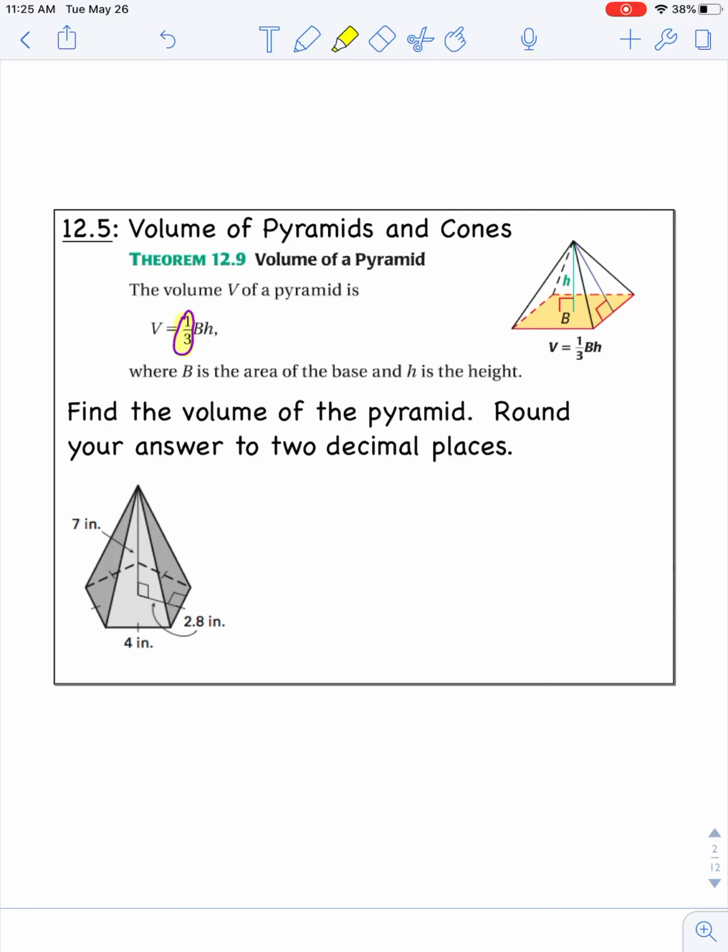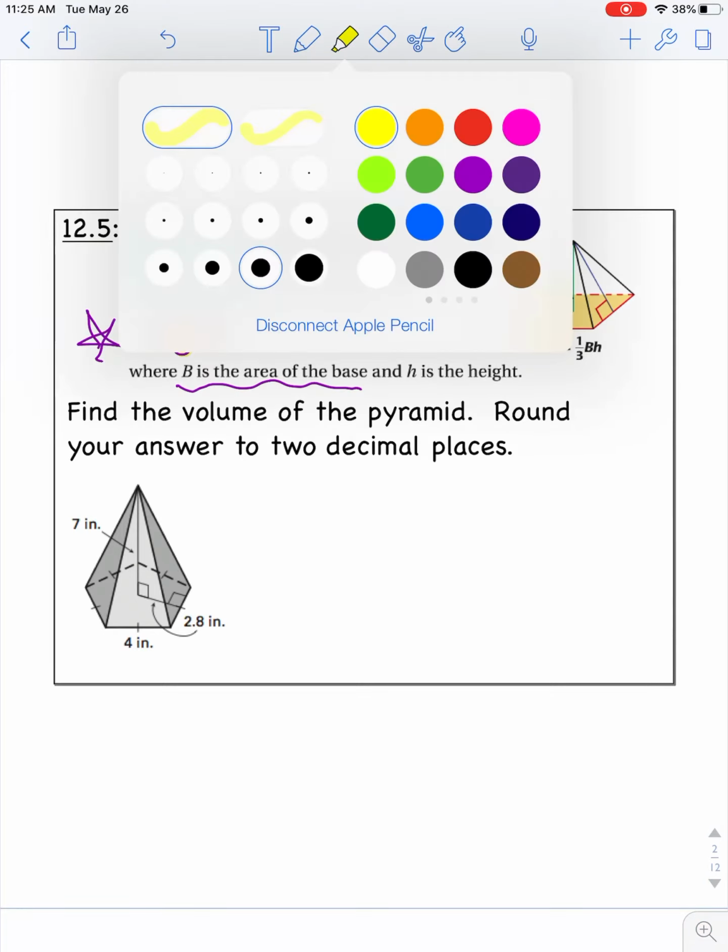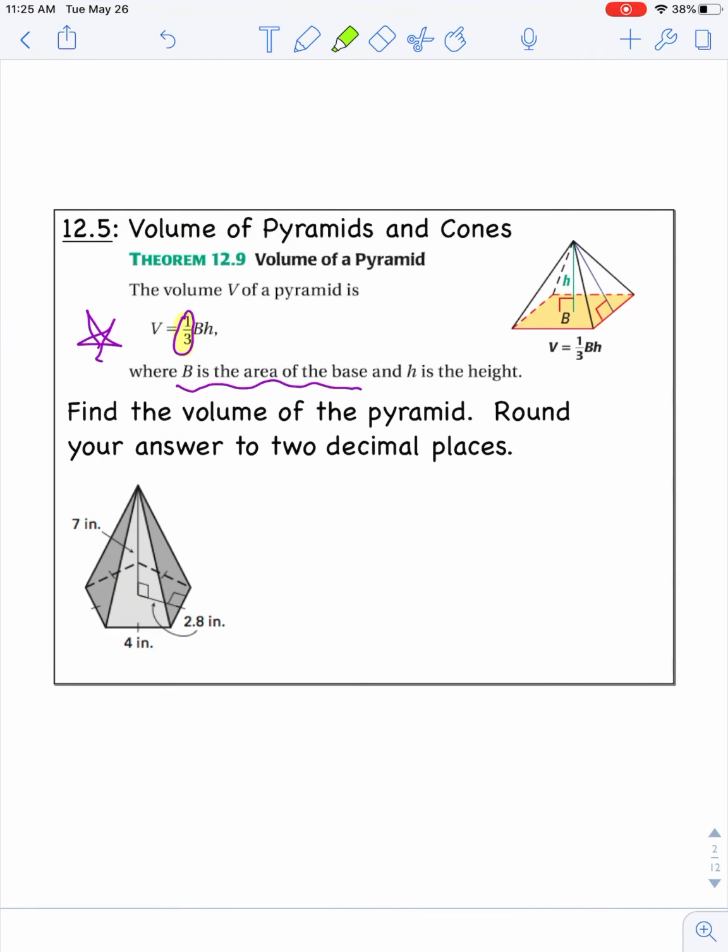So here's your formula for pyramids. It'll be the same one for cones. You take capital B, which is the area of the base, and multiply by the height. Remember, the height is always the perpendicular distance from the vertex to the base. It always has to be perpendicular, so H is the height. So this first one we'll work out.